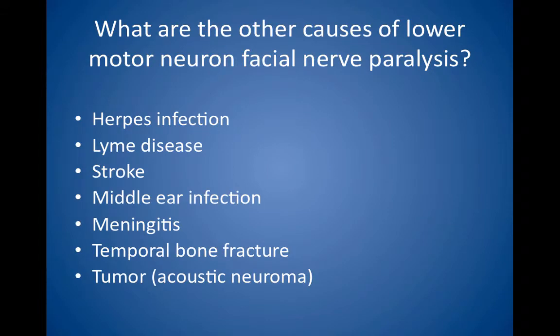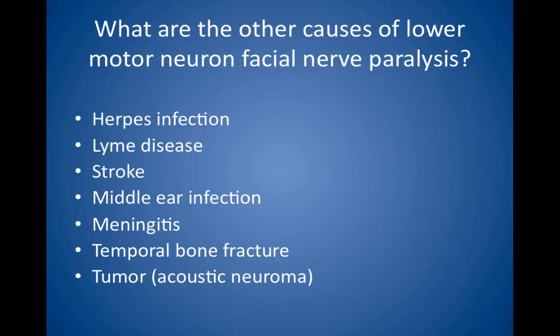Herpes infection, also known as Ramsay-Hunt syndrome, which commonly involves the 8th nerve. Look for vesicles on the pinna and inside the ear. Encephalitis or meningitis may be present. Lyme disease, which is one of the most common causes of bilateral facial nerve palsy. Stroke, middle ear or mastoid infection. Meningitis, a temporal bone fracture. Look for Battle sign and/or bleeding from the ear. And tumor, classically an acoustic neuroma of the cerebellopontine angle.